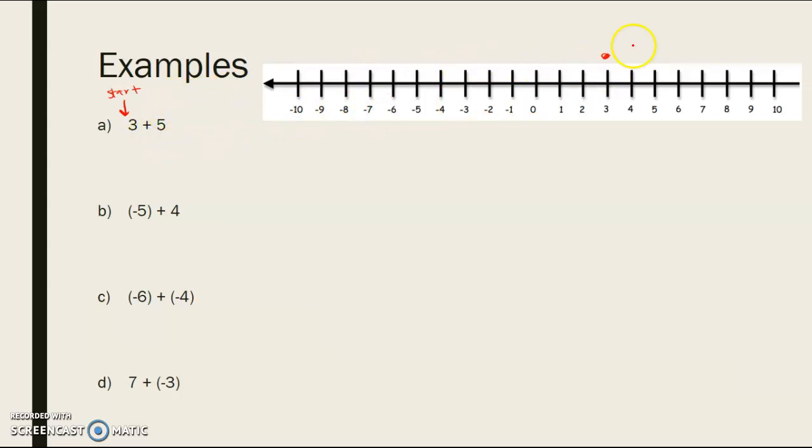So adding means we go to the right, so I'm going to go 1, 2, 3, 4, 5. And so my answer is that 3 plus 5 equals 8.